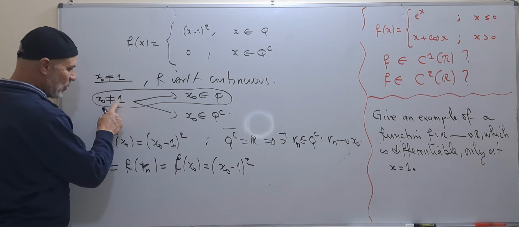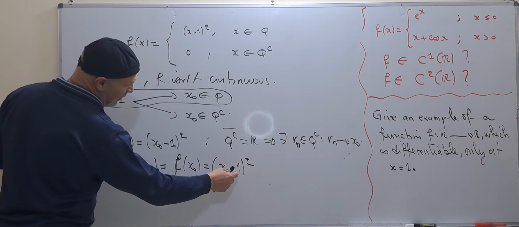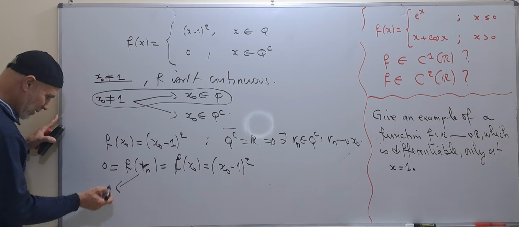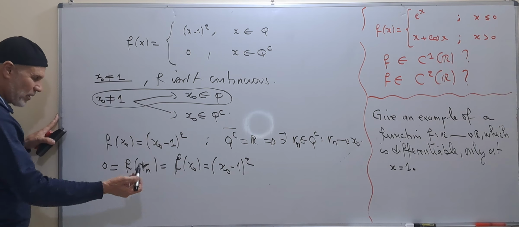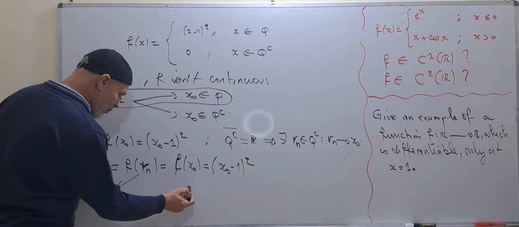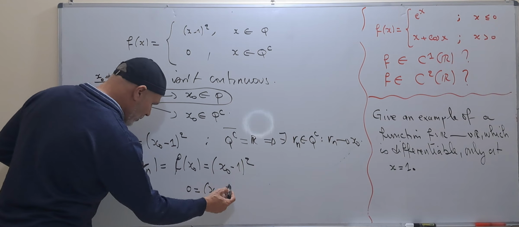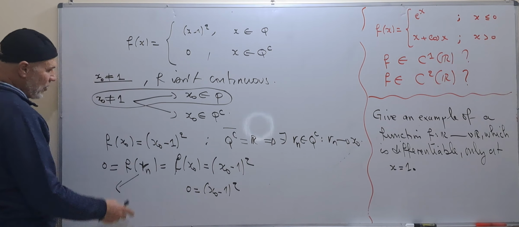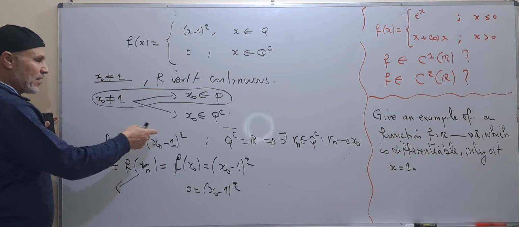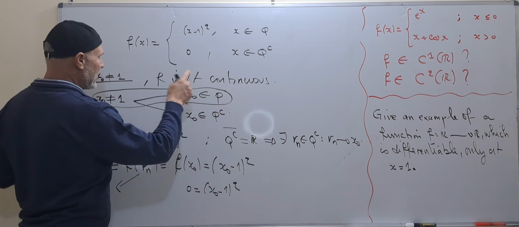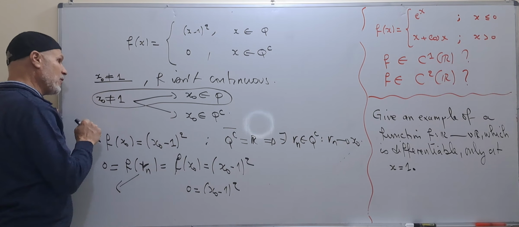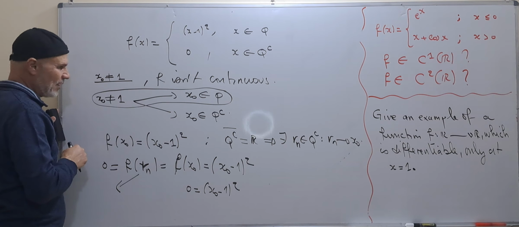Since x0 is different from 1, this is different from 0, but f of r_n is equal to 0, so when n goes to plus infinity, at the limit we have 0 equal to x0 minus 1 squared. This is a contradiction with the fact that x0 is different from 1. So if x0 is a rational number different from 1, f is not continuous.